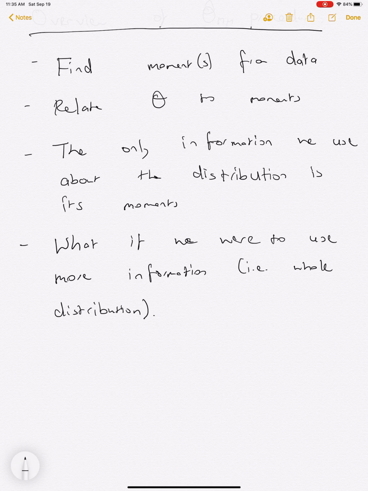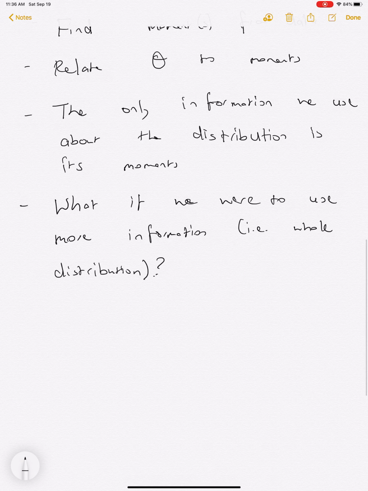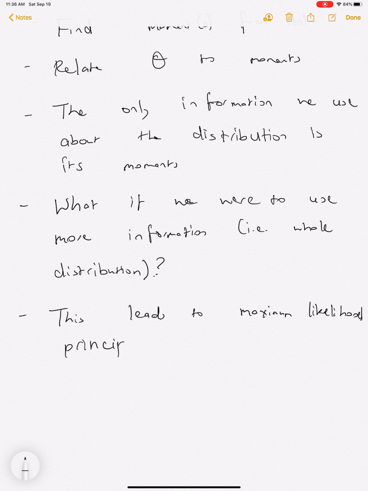So what if we were to use more information? Like the whole distribution somehow factors in. In the method of moments, we don't actually use the distribution as such. The only place we use the distribution is the relationship between the parameters theta and the moments, like the mean. But what if we were to use all the information about the distribution? And that's the general idea. So this leads to the maximum likelihood principle.